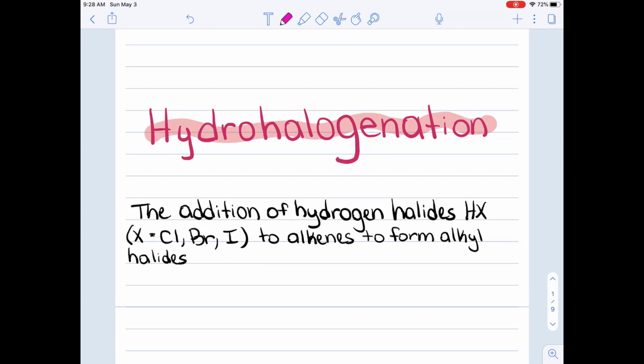Today we will be going over hydrohalogenation reactions, which is the addition of hydrogen halides, your chlorine, bromine, iodine, to alkenes to form alkyl halides. Now, I don't include fluorine in this because the bond between the hydrogen and the fluorine is too strong, and fluorine is too much of an electronegative atom to react.